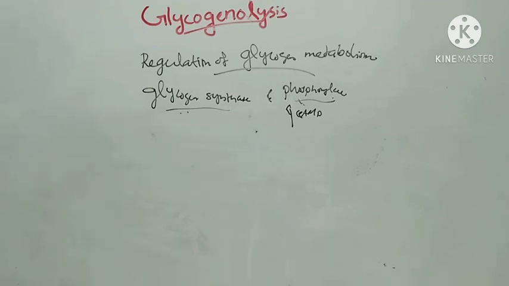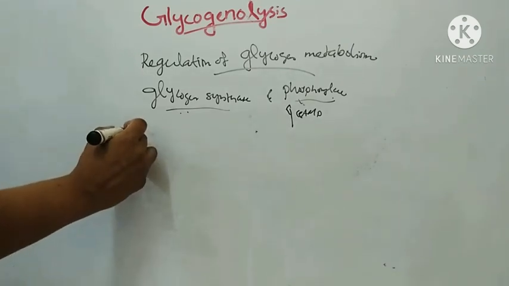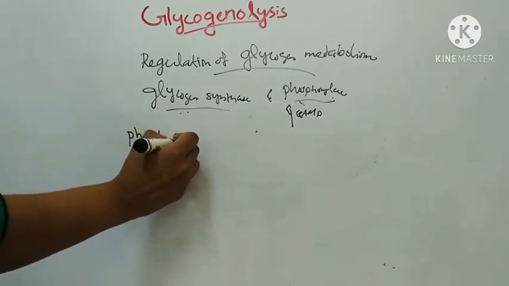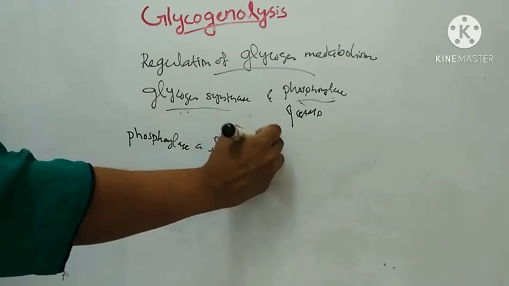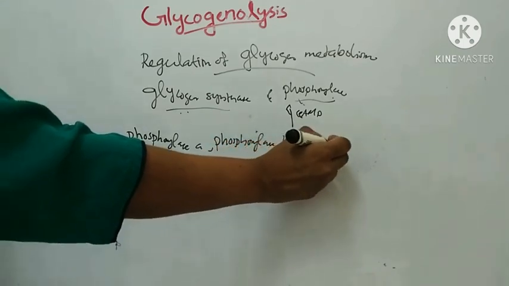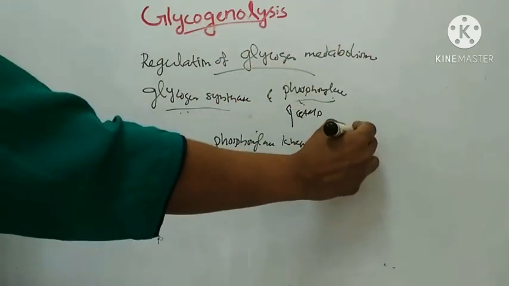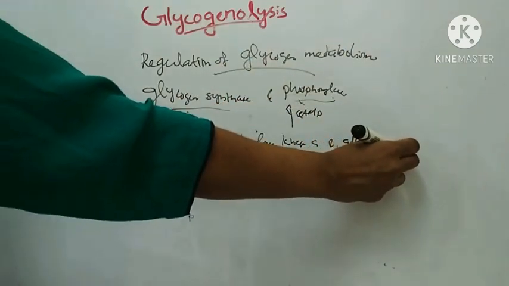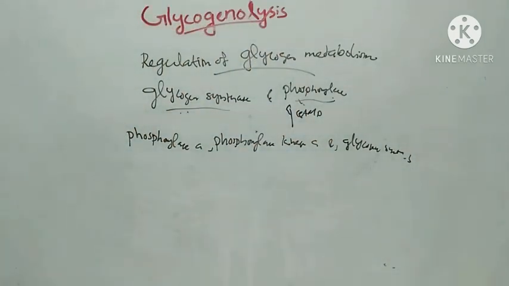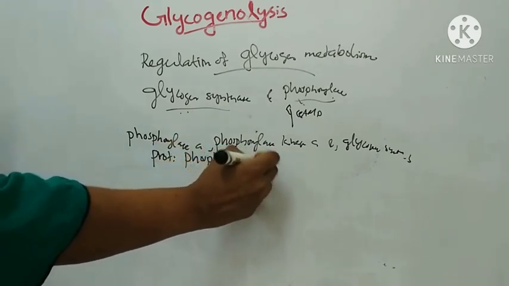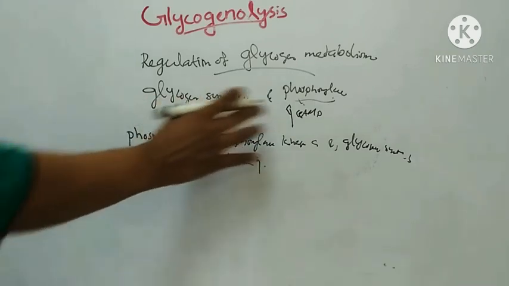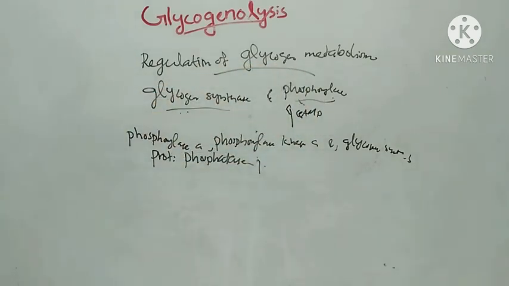Then dephosphorylation of phosphorylase A, phosphorylase kinase A, and glycogen synthase B. Dephosphorylation of these enzymes is by a single enzyme, called protein phosphatase 1.